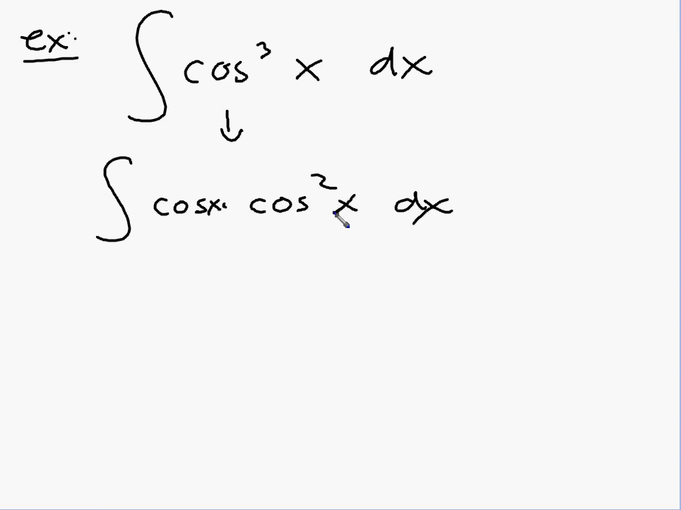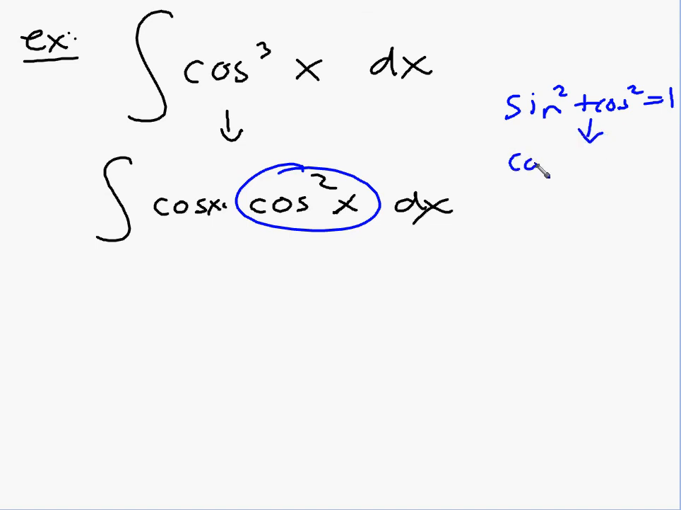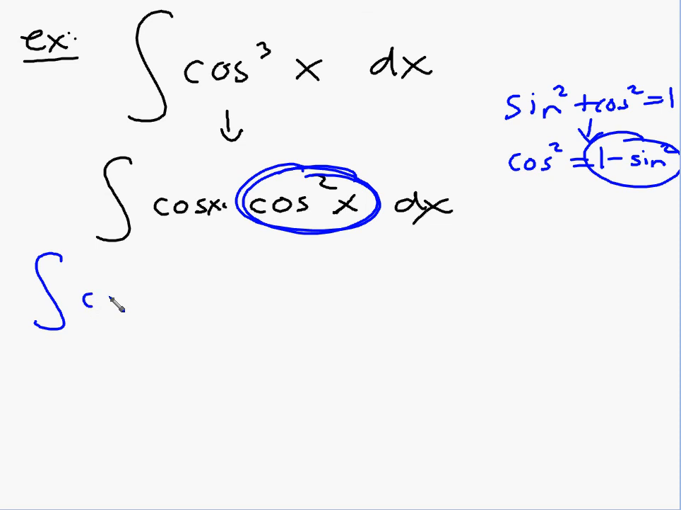Now there is something that I have an identity for, okay? Remember this identity? Sine squared plus cosine squared equals 1. Well, that means that cosine squared equals 1 minus sine squared. So I can replace cosine squared with 1 minus sine squared. Let's do that. I now have the integral of cosine x times 1 minus sine squared x dx.